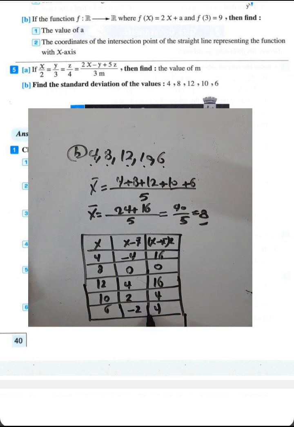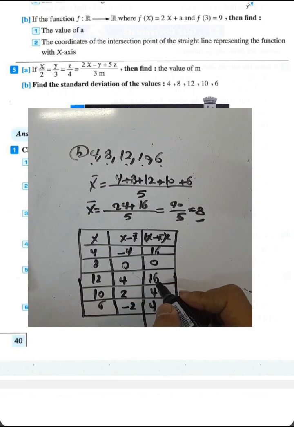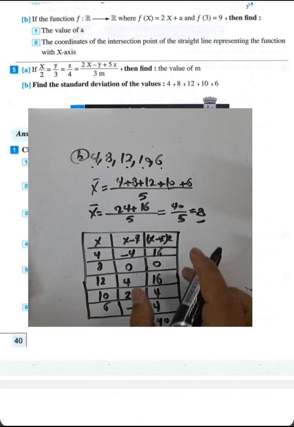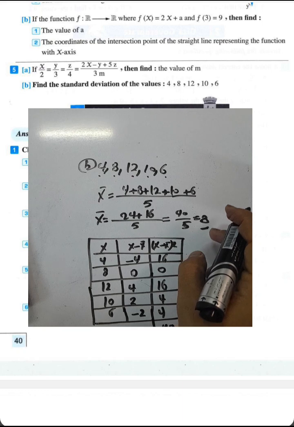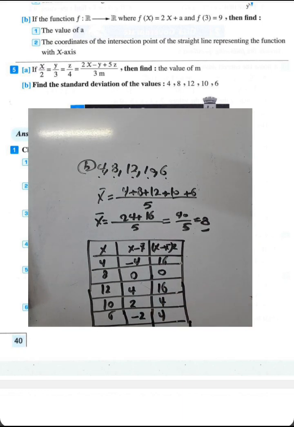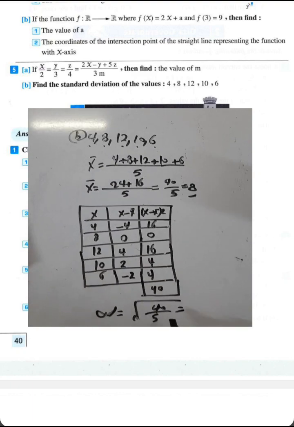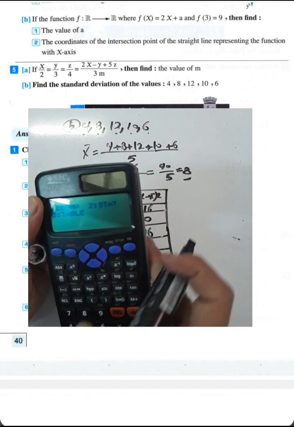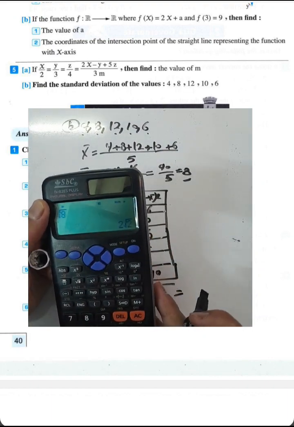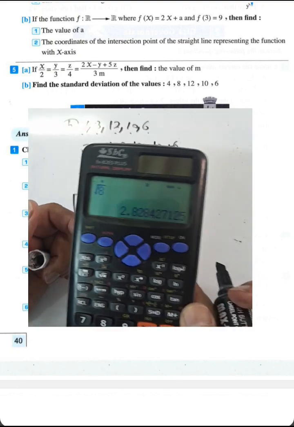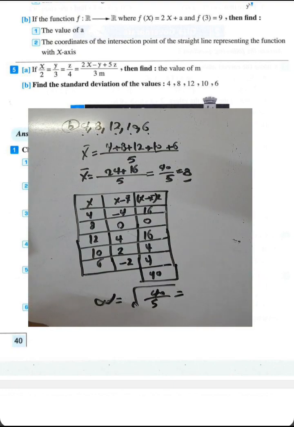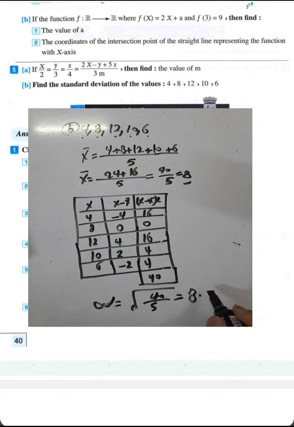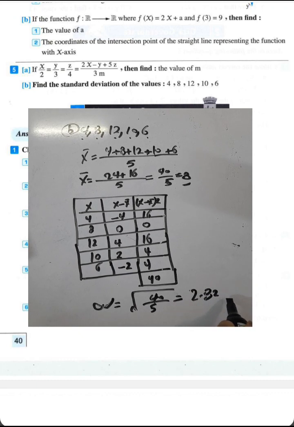Then you can find the sum of all values. 16 plus 32, 32 plus 8, it will be 40. Then sigma will be the square root of the sum of x minus x bar power 2 divided by the number, 1, 2, 3, 4, 5. 40 divided by 5 equal 8. Square root of 8 here will be 2 root 2, which is 2.8. 2.8 and 3. Approximated to the nearest what here? We don't know. Okay. The result will be 2.8. It's the result for sigma.